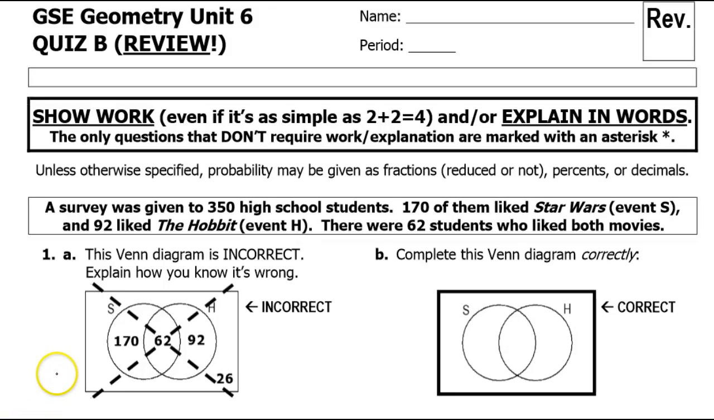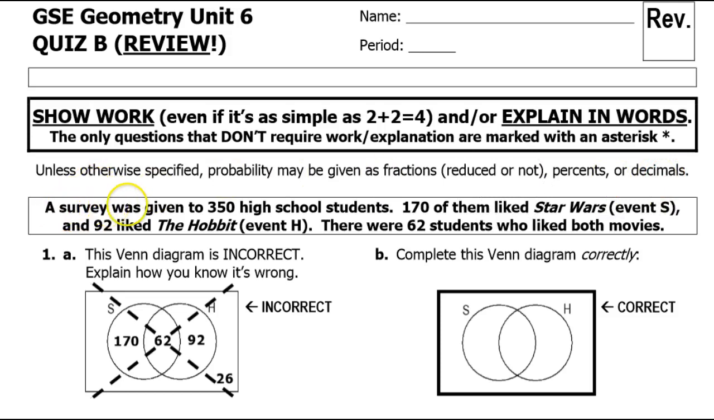In this video, we are going to review some concepts of basic probability. We're going to work with some Venn diagrams. We will talk about intersections and unions and complements, etc. So let's see. Unless otherwise specified, probability may be given as fractions, percents, or decimals.